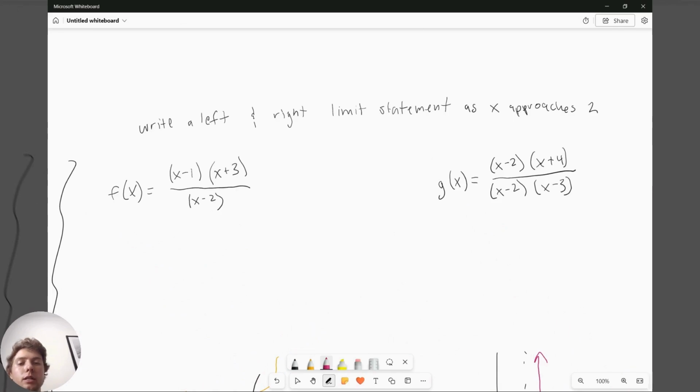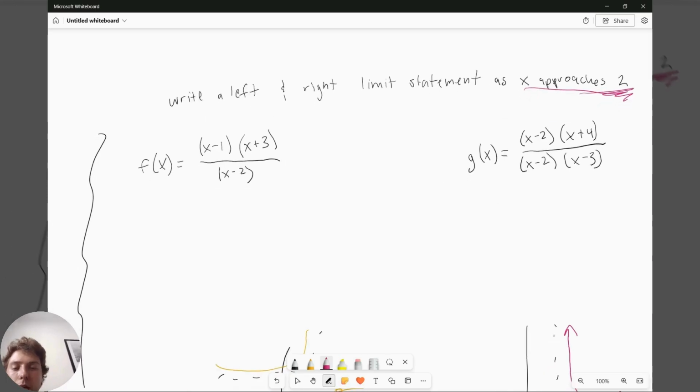What we're going to do is talk about left and right limit statements as x approaches 2. So there might be other holes or other vertical asymptotes, but I'm only curious about the ones occurring at around x equals 2.